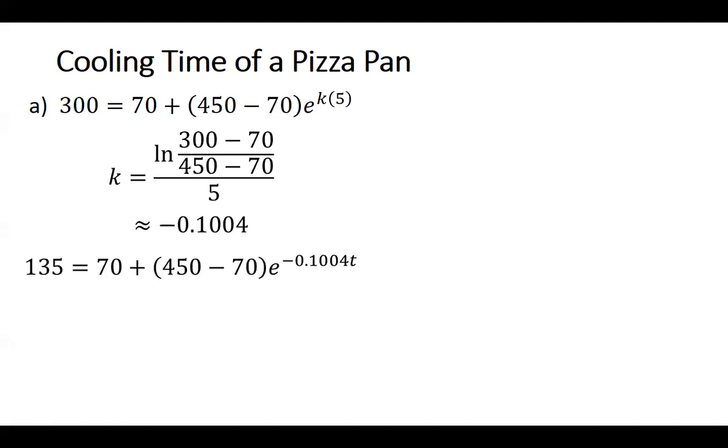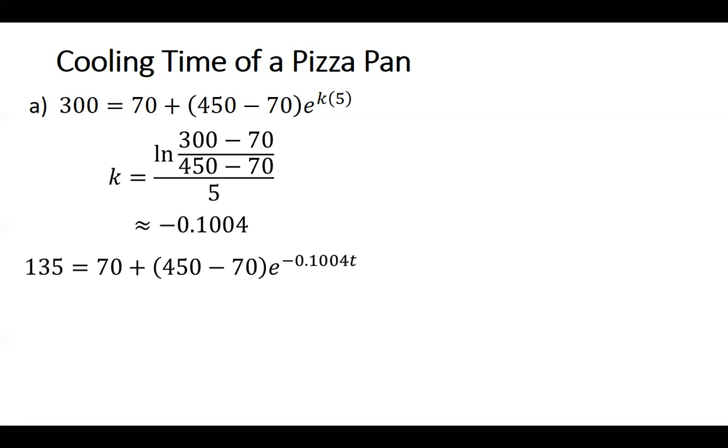So now we're going to plug that in for our constant K, and we want to find out how long it's going to take to get to 135 degrees. So again, the initial temperature was 450. The surrounding ambient temperature is 70 degrees. We've got our cooling constant, that negative 0.1004.